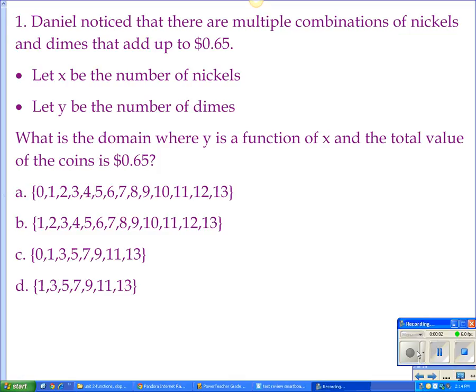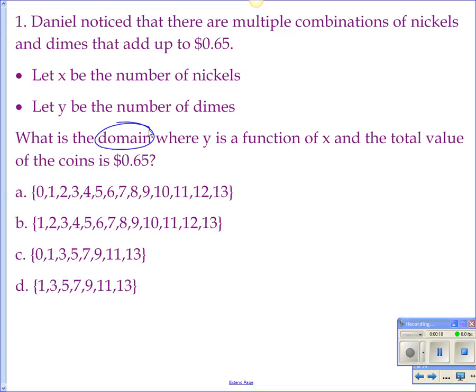For the Unit 2 test review, what's the keyword on this one? Jacob? Domain, so circle that on your paper. What does domain mean? X, so put an X on your paper as well. In this particular problem, what is X?